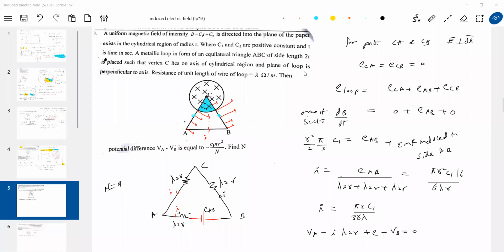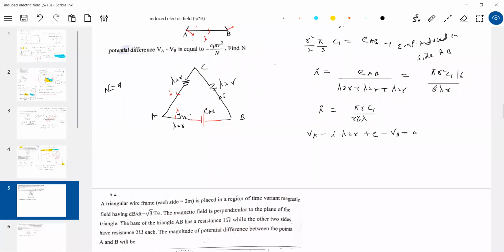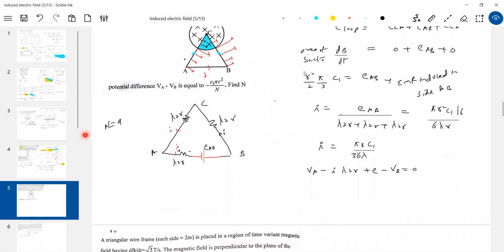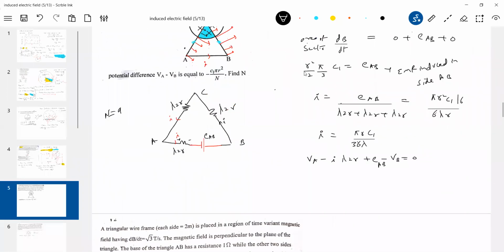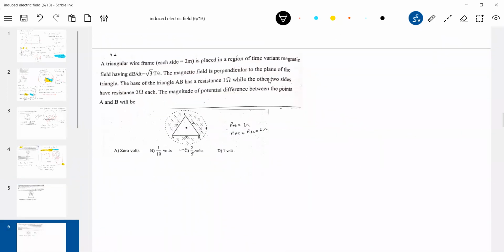From the center to the point where the field is existing, it will be increasing. Here maximum, then decreases. So EMF induced and potential difference, again, there's a difference there. Please do notice. This is E_AB. That's a similar idea-based question.